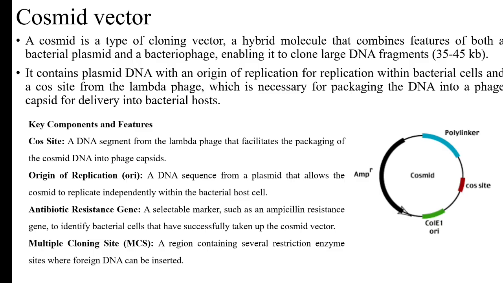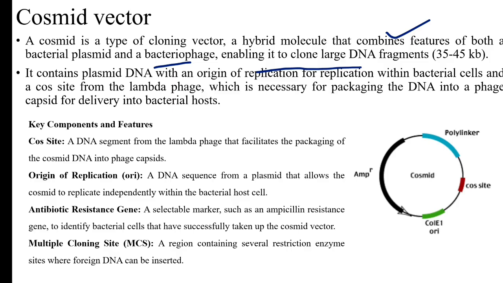Okay. Next is the cosmid vector. Cosmid is a type of cloning vector which is a hybrid molecule that combines the features of both bacterial plasmid and bacteriophage, enabling the cloning of large DNA fragments. It contains plasmid DNA with an ORI, origin of replication, within the bacterial cells, and a cos site from lambda phage, that means bacteriophage, which is necessary for packaging of DNA into the phage capsid for delivery into the bacterial host, because bacteriophage can attack and insert its DNA into the bacterial cell.